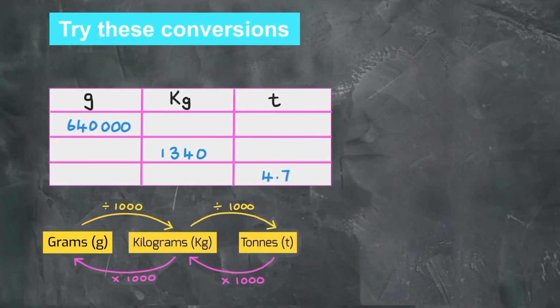Now it's your turn. Why don't you try to complete this conversion table of grams, kilograms and tonnes? Remember to use your place value column grid if needed, and also double check whether you should be multiplying or dividing. Stop the video now so you can do your working out, and restart the video to see if you got your answers correct.